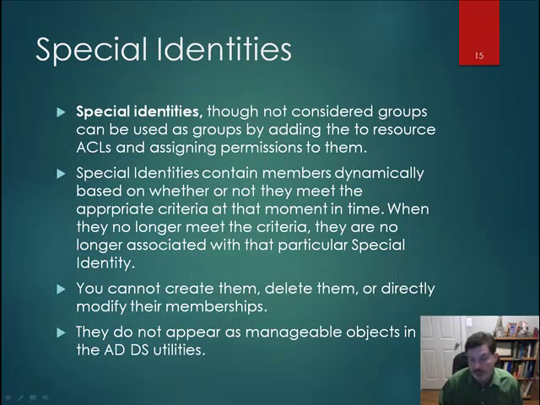Another type of group, even though it's not really considered a group, is the special identities. Special identities can be used, however, as groups by simply adding the special identities to the ACLs on, say, files and folders, and then assigning permissions to them. Special identities do contain members dynamically based on whether or not they meet appropriate criteria at that moment in time. So when they no longer meet the criteria, then they're no longer associated with that particular special identity.